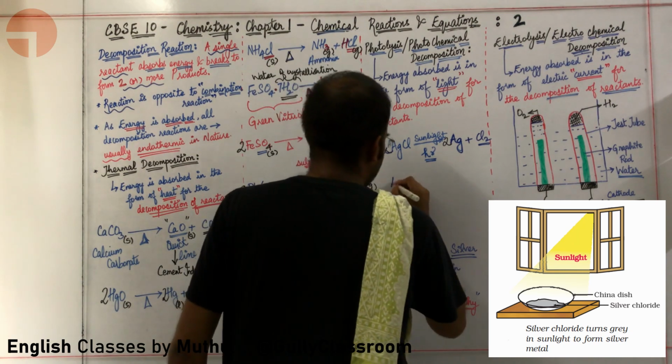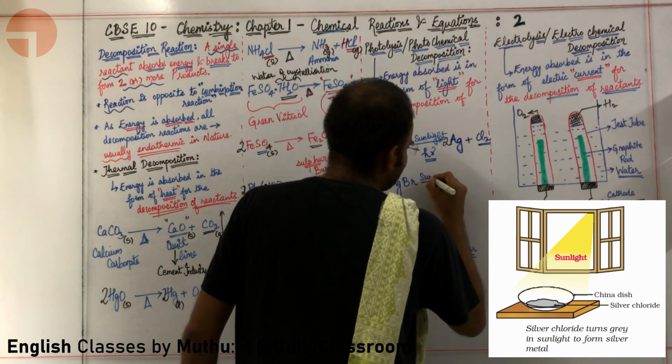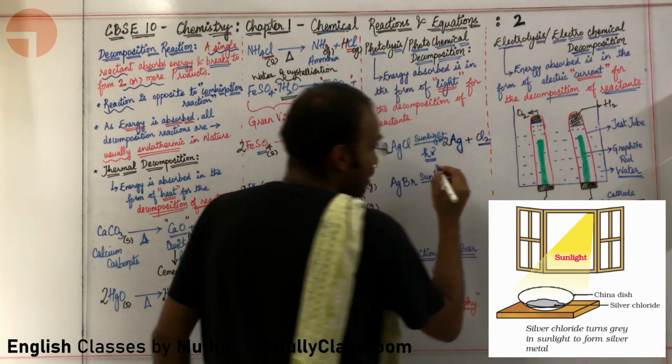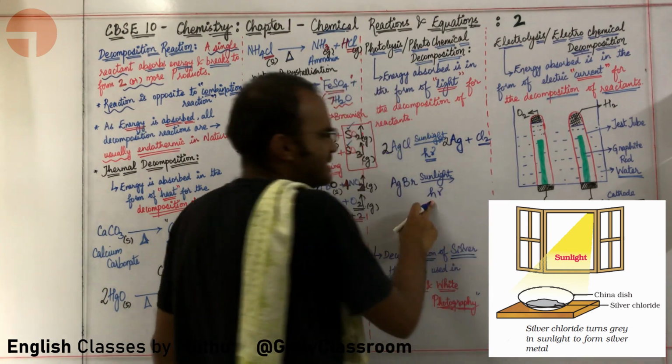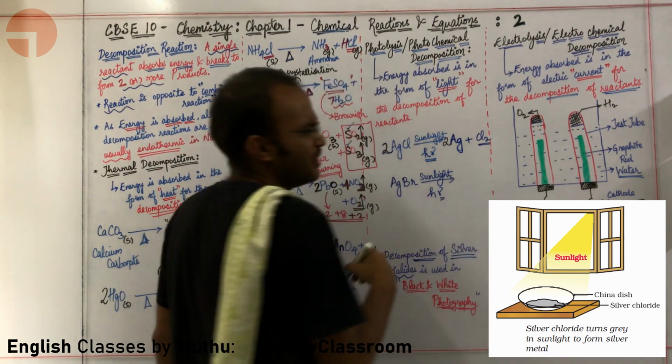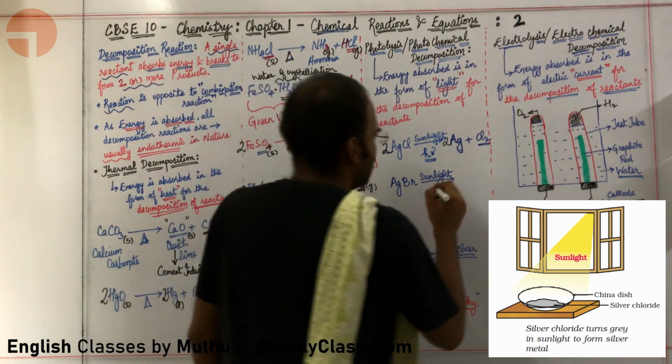Okay, let us go for another similar example. AgBr, you are adding sunlight to this particular reaction. What is the energy of one particle of light? H nu. H is Planck's constant, nu is frequency. Let me repeat myself. H is Planck's constant, nu is frequency.